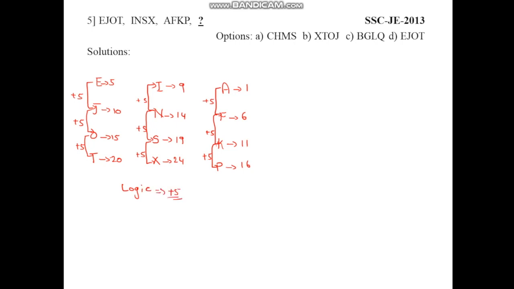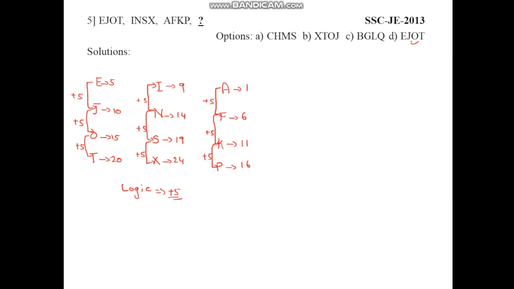So just search for it in the options. You can see in option D, the EJOT is exactly already given in the question itself, so you keep this option to the last. So D option as the last. So just go for writing the same order for the options.